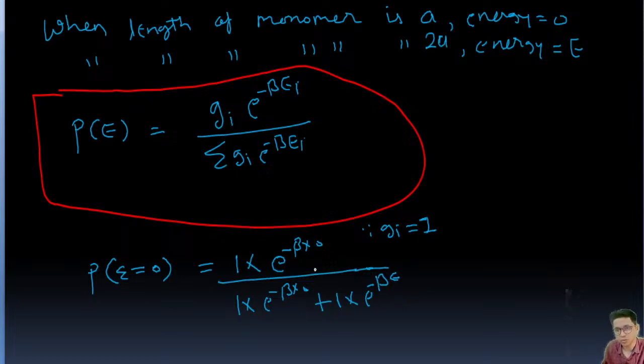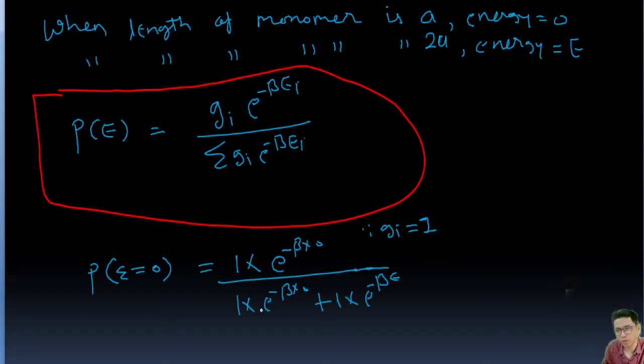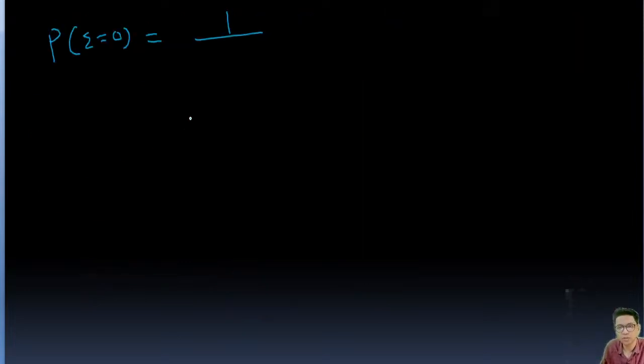If you solve it, e to the power 0 is 1, right? So the probability of a monomer which contributes 0 energy is going to be 1 upon 1 plus e^(-beta E). That is the probability of a monomer contributing 0 energy.